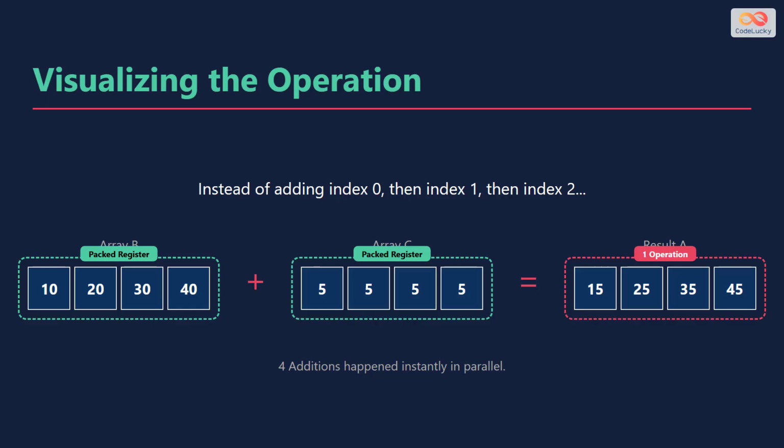Here is a visualization of what happens mathematically. Imagine you are adding 2 arrays, B and C, in a vectorized operation. The CPU packs 4 numbers from array B and 4 numbers from array C into these wide registers. It then adds them together in one go, producing 4 results for array A instantly. This massively reduces the number of CPU cycles needed to finish the task.